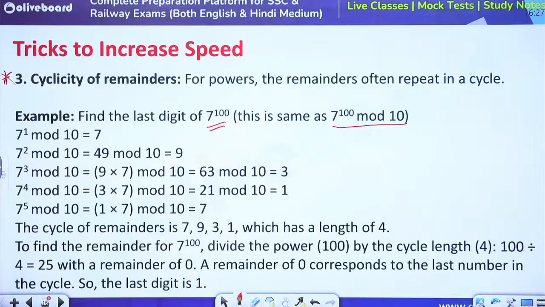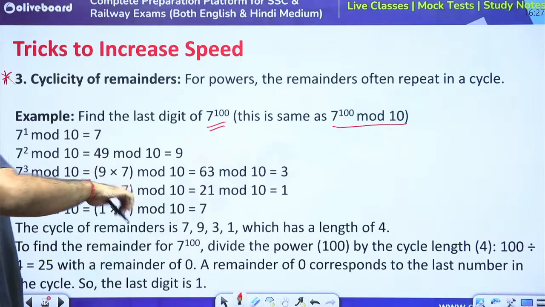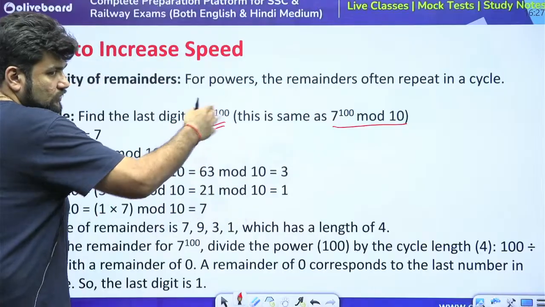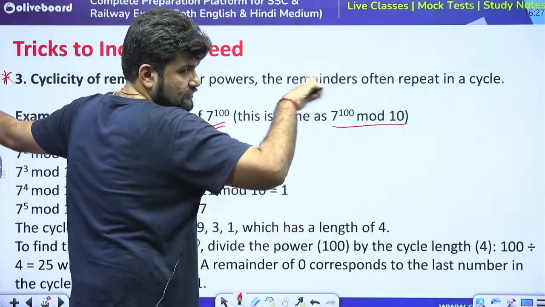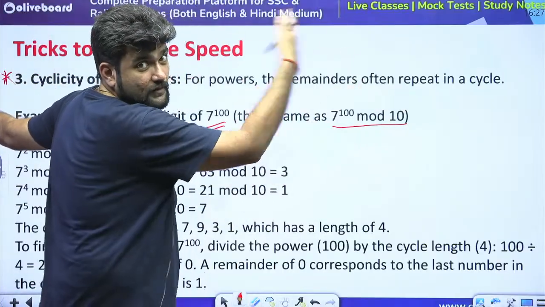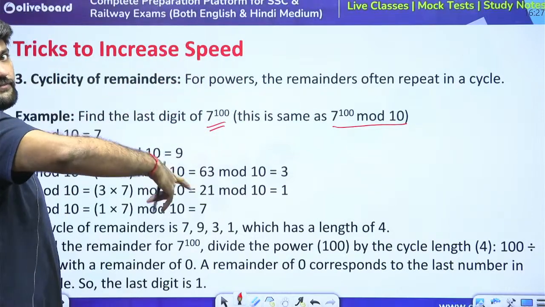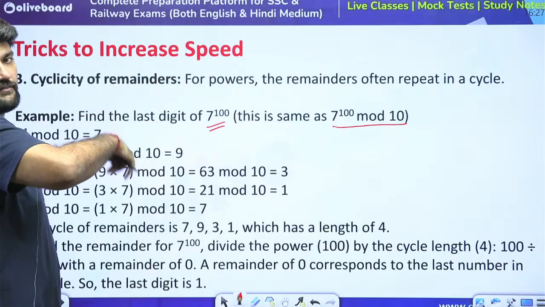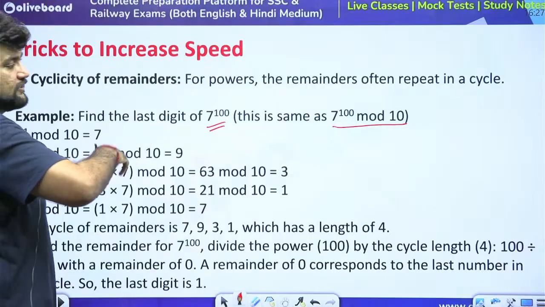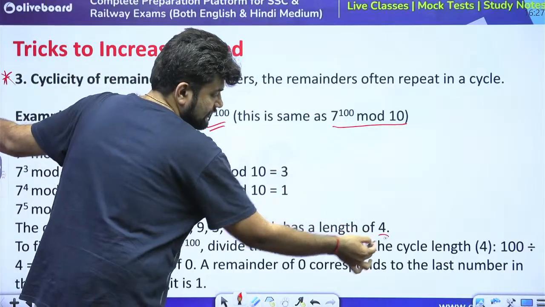Now you have a power of 100. So what is the remainder? Divide this by the cyclicity. If the remainder is 0, that means it is going to be the fourth part: 1, 2, 3, 4. So if the remainder comes out to be 0 when you divide by 4, it is going to be the fourth digit. If the remainder comes out to be 3, it was supposed to be the third digit. If it comes out to be 2, it was supposed to be the second digit. If it comes out to be 1, it was the first digit. But this depends on the cyclicity.